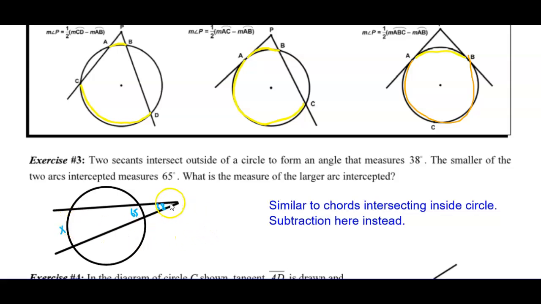So what I'm supposed to do is remember that that exterior angle, that 38, is equal to half the difference. So if I subtract x minus 65, that's what I'm trying to solve. So times 2 gives me 76. And then just add the 65 over, and x comes out to 141. All right? So it works kind of like those chords intersecting inside the circle where we added the 2 arcs and averaged them. Here we're subtracting the 2 arcs and taking half of that. So half the difference is what we're looking at, half the difference.